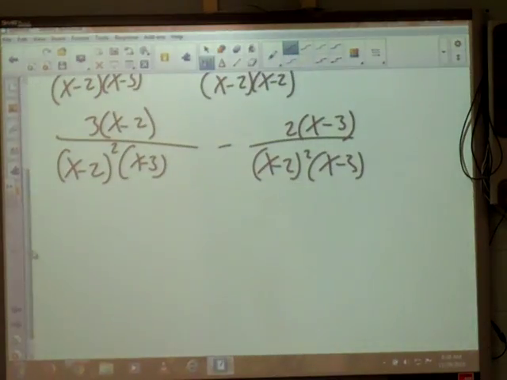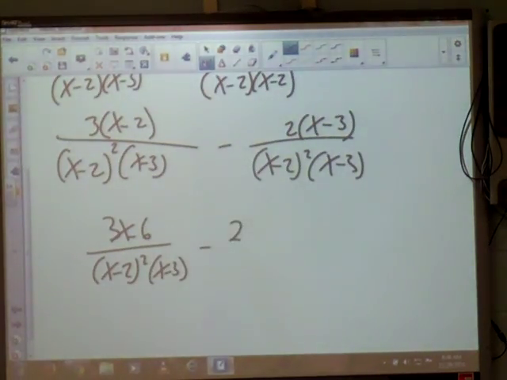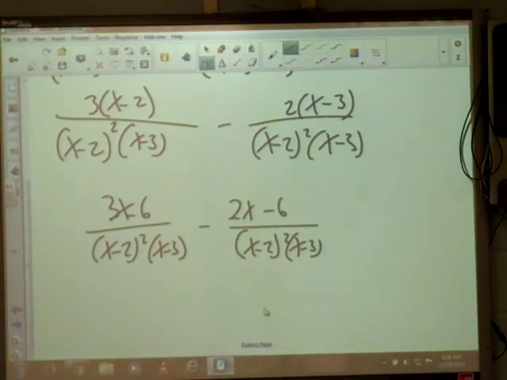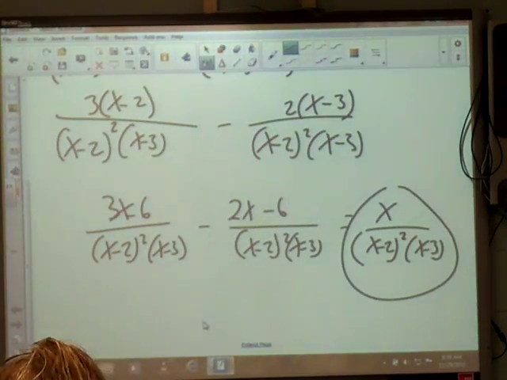Okay, so get ready to distribute. 3x minus 6. 2x minus 6. Alright, now we're subtracting like terms. So 3x minus 2x is 1x. Negative 6 minus negative 6 is 0. That'd be it. Good job.